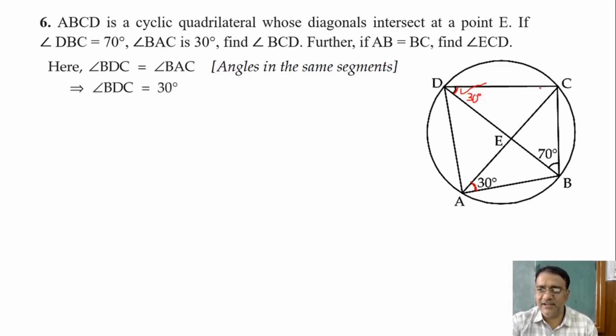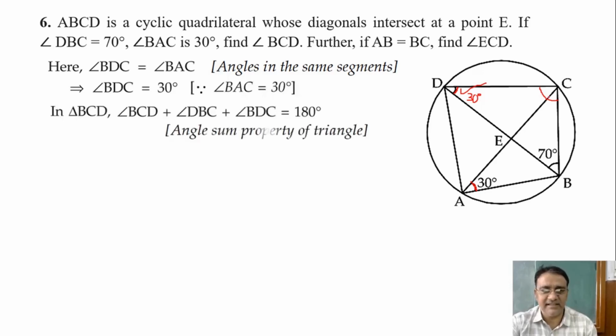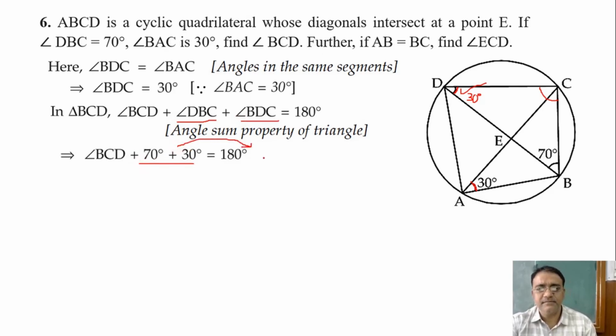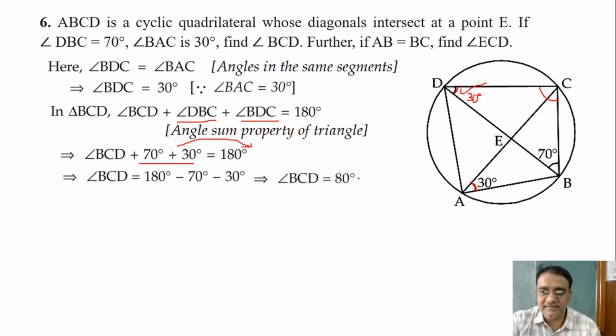Now you can find the value of this angle by using the angle sum property of a triangle, this triangle. In this triangle, the sum of these three angles is equal to 180 degree. Now substitute the value of DBC 70 degree, BDC 30 degree. So 70 plus 30 is 100 degree. Shift it here, or directly shift and subtract. So we'll get 80 degree. Right? Any doubt? No, sir. So we got this first answer.